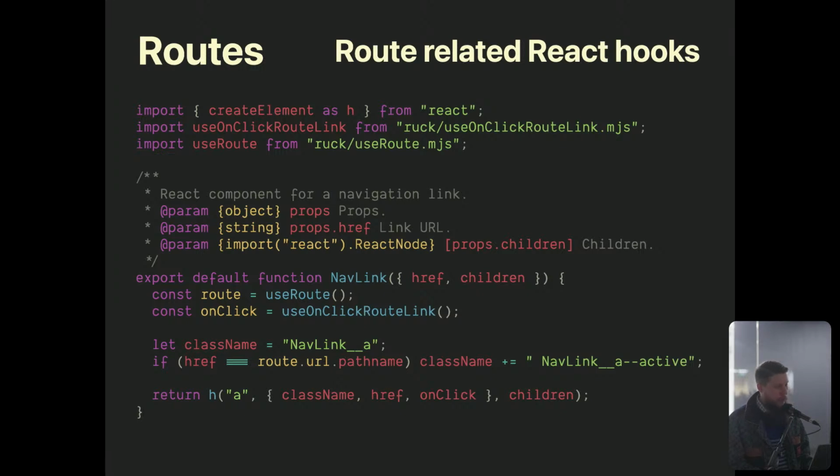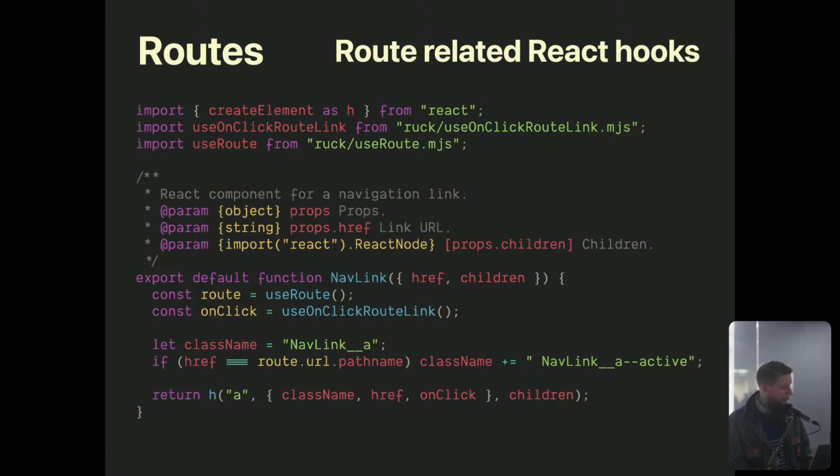So to make use of the router in your components, to be able to tell what the current route is, that sort of thing, there is a useRoute hook that you can import from Ruck. And that's a classic use case: being able to have an active state on a link. So you can see there how to use it.